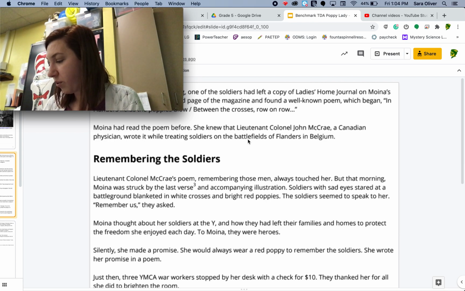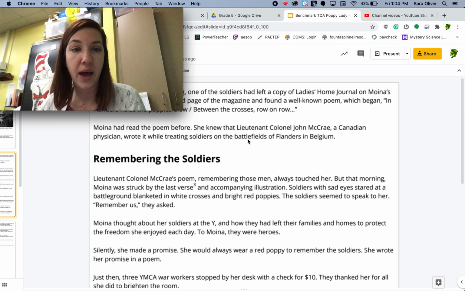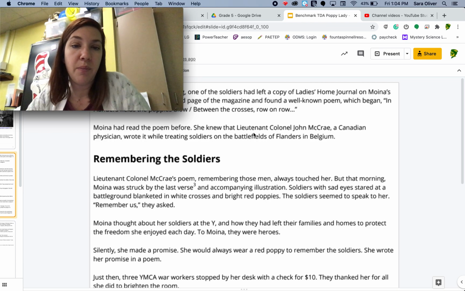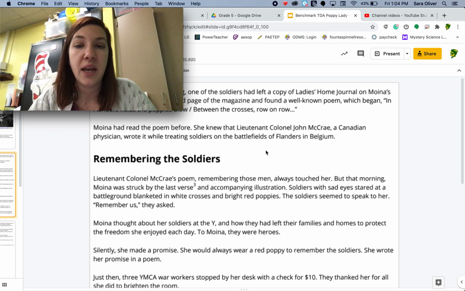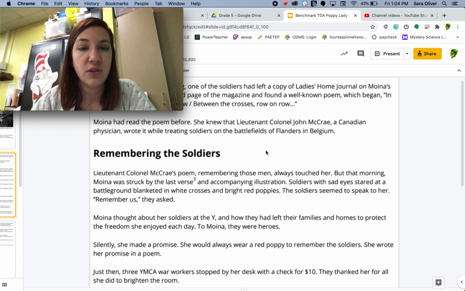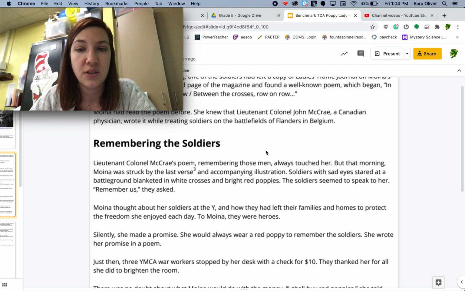Earlier that November morning, one of the soldiers had left a copy of the Ladies' Home Journal on Moina's desk. She turned to the marked page of the magazine and found a well-known poem, which began, "In Flanders fields the poppies blow, between the crosses row and row." Moina had read that poem before, and she knew that Lieutenant Colonel John McCrae, a Canadian physician, wrote it while treating soldiers on the battlefields of Flanders in Belgium.